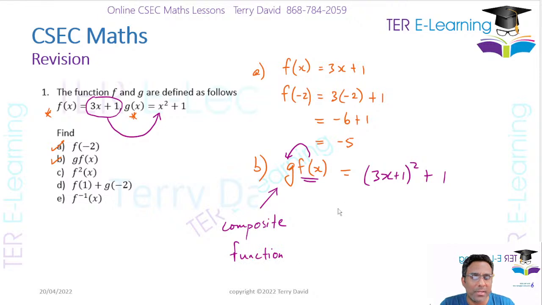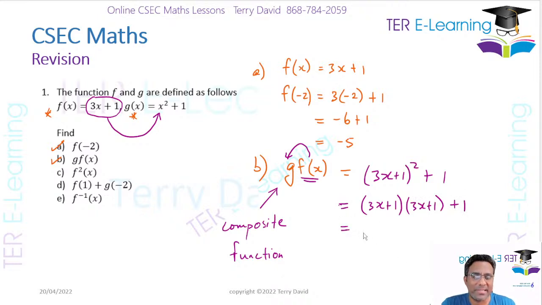So what we can do, we can leave our answer like this, or if in the exam they say to simplify, we need to simplify this. So 3x plus 1 squared is the same as saying 3x plus 1 multiplied by 3x plus 1, and we still add in 1 here.